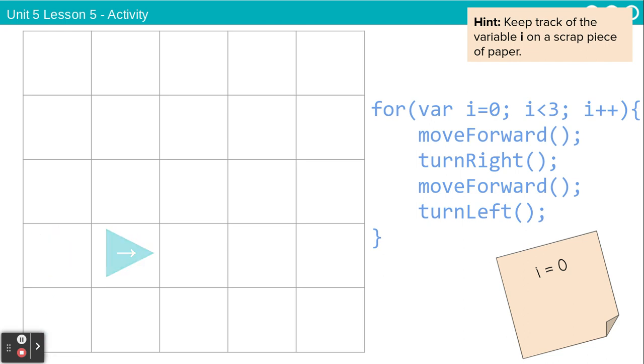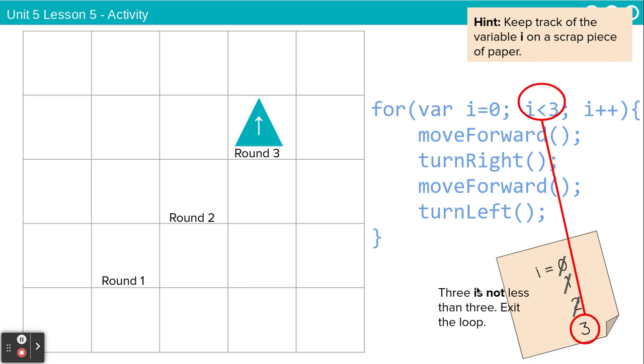So let's take a look. Rotate, forward, left. And now that's step 1. 1 is still less than 3, so we're going to do it again. Move forward, rotate right, move forward, rotate left. All right, now we're on step 2. 2 is still less than 3, so we're going to move forward, rotate right, move forward, rotate left. Now you're on round 3. 3 is not less than itself. So that means it is time to exit the loop, and you're done.